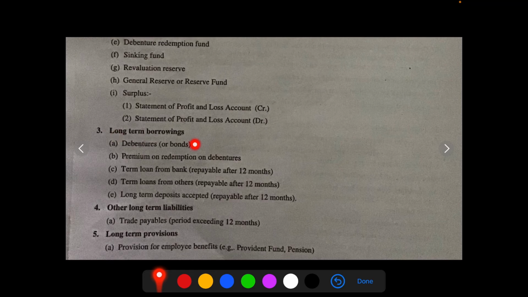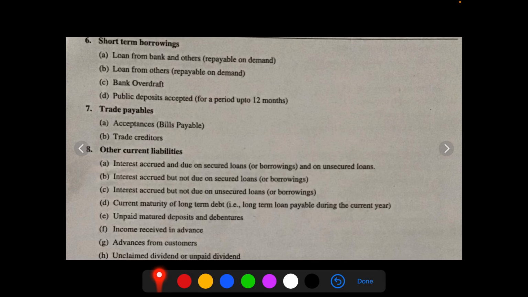Likewise, we have long-term borrowings. Under that, most importantly, do remember debentures, or it can be a term loan from a bank, which is most probably paid after 12 months. Apart from that, we have long-term liabilities like trade payables. This particular option is very rare, but even then, if you get it, you should be able to solve the answer. Long-term provisions like employee benefits, for example provident fund, pension, gratuity, and so on.